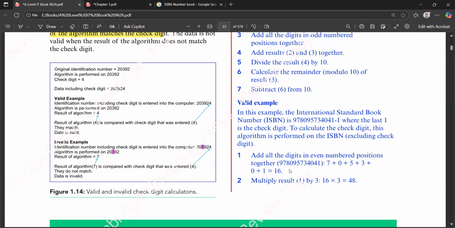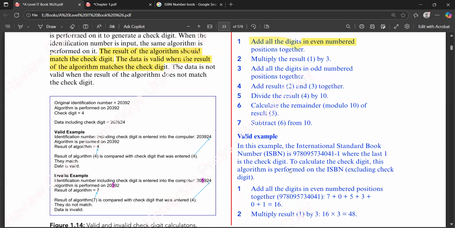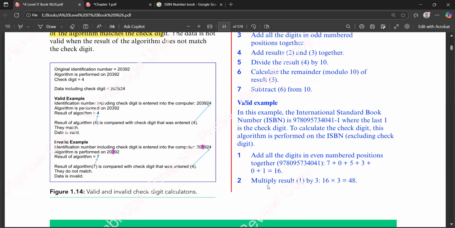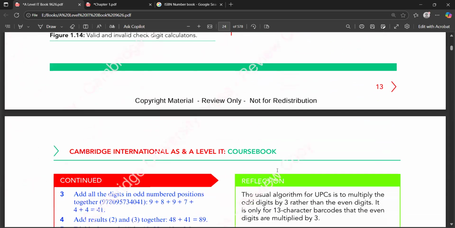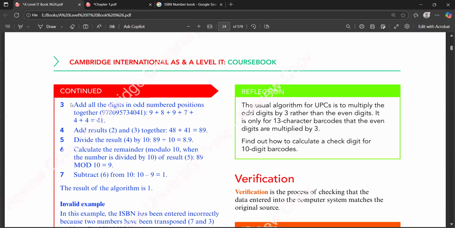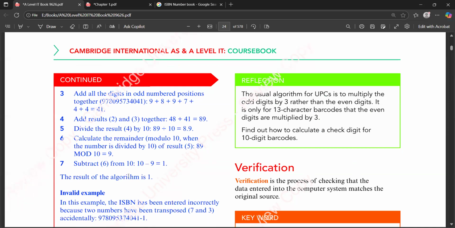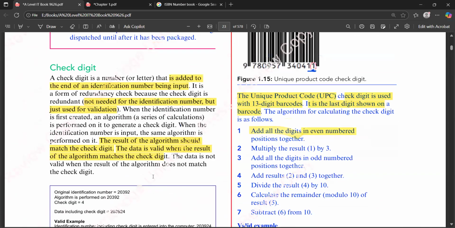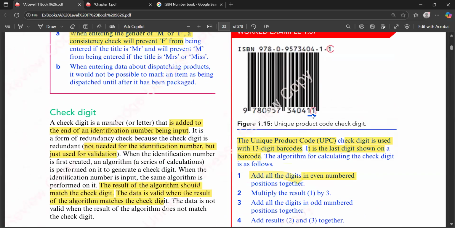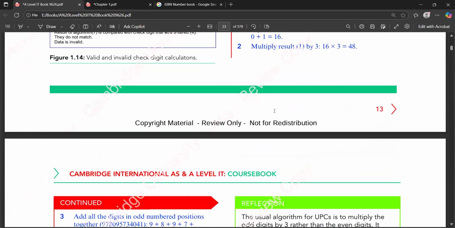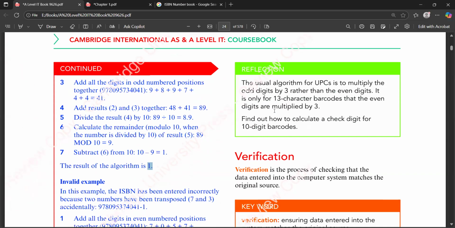Yes, sir. The second thing you need to do is multiply result 1 by 3. That's what you did here. Then you added all the digits in odd number positions. Then you added result 2 and 3 together, divided them, calculated the remainder, and subtracted from that. So the result of the algorithm is 1, which you got right now. Is the last digit you have 1? Yes, you have 1. This means that the data is correct.